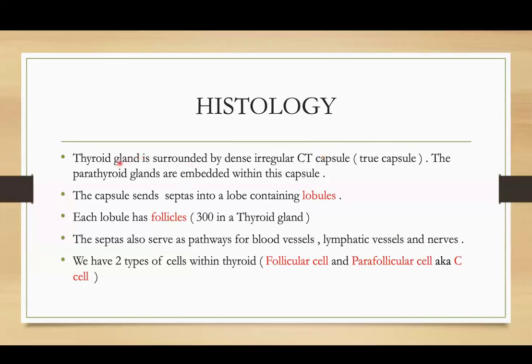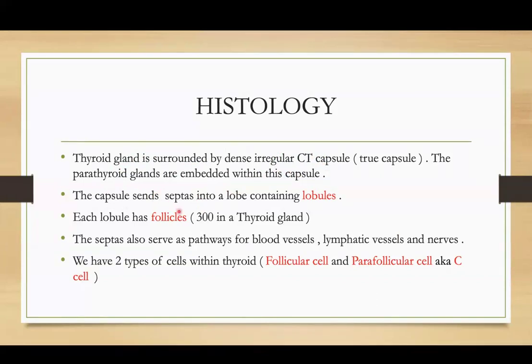It's, as I said, surrounded by a dense, irregular connective tissue capsule, which is the true capsule that's present right next to the thyroid. And then outside that, we have the false capsule, also known as the pretracheal fascia, which connects the thyroid gland to the trachea. And then the parathyroid glands are embedded within this capsule. So as I said earlier, the parathyroid glands are posteriorly attached to the thyroid, and they're attached to this true capsule. It's the same one as the one we took at the start of the lecture.